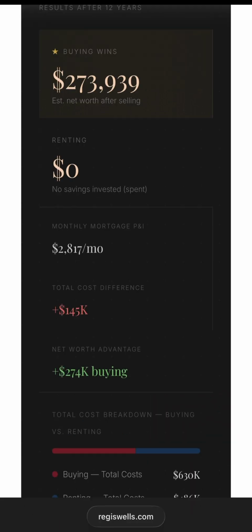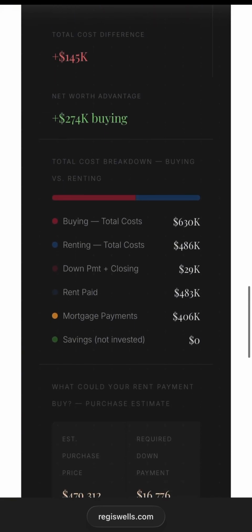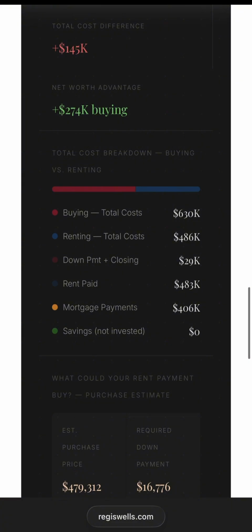The total cost breakdown section gives you an itemized view of every dollar spent on each path. On the buying side, that includes your down payment and closing costs, your mortgage payments over the full timeline, and the running total of taxes, maintenance, and insurance. On the renting side, it shows total rent paid, your renter's insurance, and, if investing, the growth of your portfolio over time.